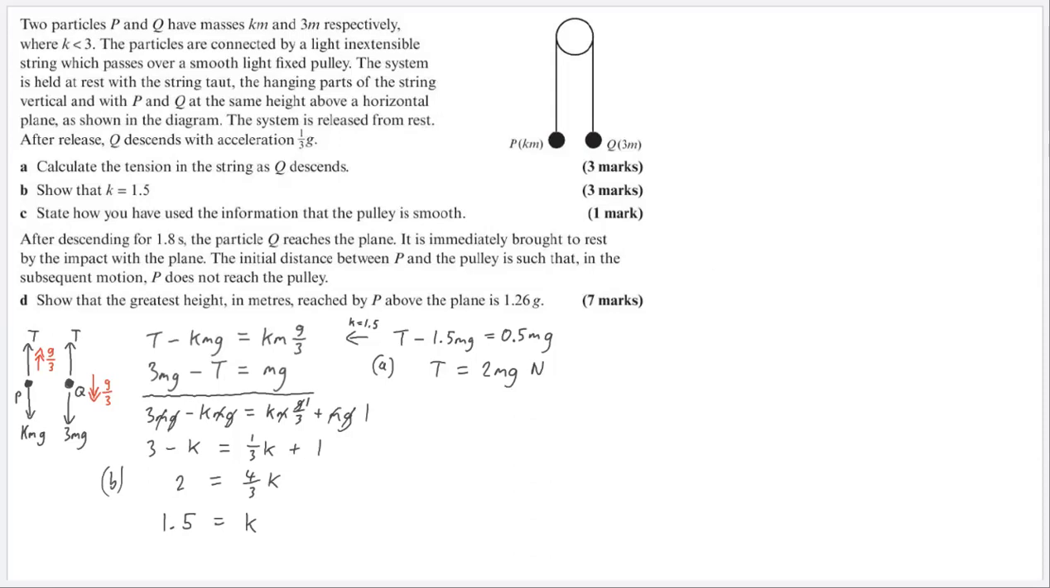Let's just have a quick look at C before we go on and do the main parts of the question. Tough bit, I think, which is the SUVAT section, which is part D. C just asks us how we've used the information that the pulley is smooth. And that's simply that the tension in the string is equal on both sides of the pulley.